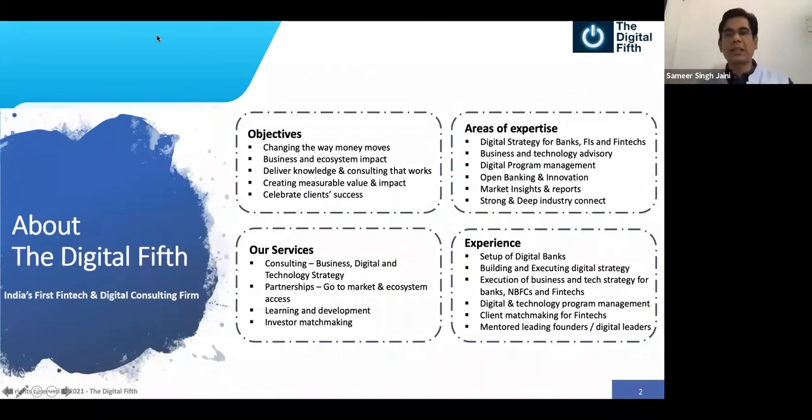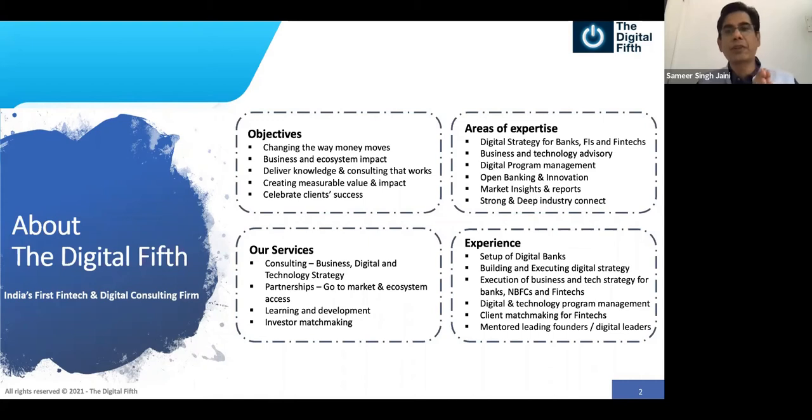Welcome to everyone here. This is Sameer Singh Jaini, and I'm a co-founder as well as the person who runs the ground activity for the firm, the Digital Fifth. I'll quickly introduce the firm as well. I have with me our co-founder Shashank, who heads consulting for us. Between both of us, we have built enough banks and fintechs. I've been doing this business for two decades, and he's much younger, so he would have done maybe 12, 14 years. For the last few years, we have been running this firm called the Digital Fifth.